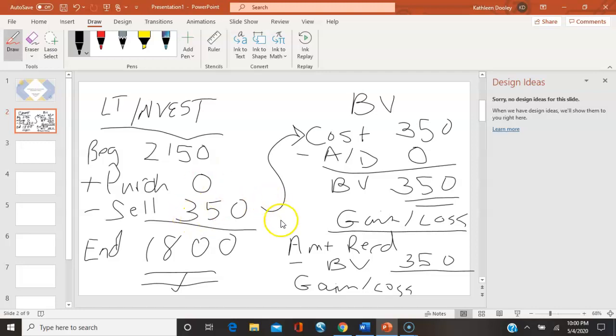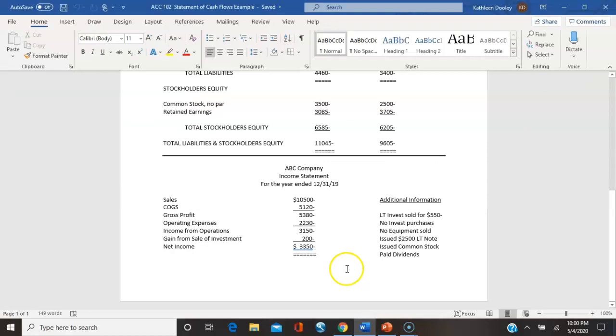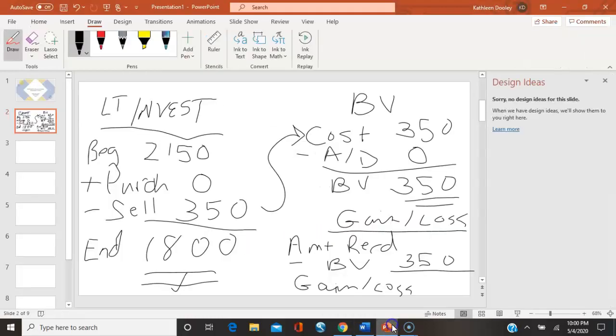We know the gain and loss. Okay, so let's take a look at the gain loss. That's going to be on our income statement. Here it is, gain from sale of investment, 200. Okay, so we have a positive 200. Okay, so how much must the amount received have been? It must have been 550. So even if we weren't told that, we could figure it out. So the amount received of 550 minus the book value of 350 is a positive gain of 200.